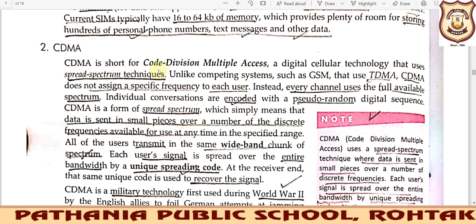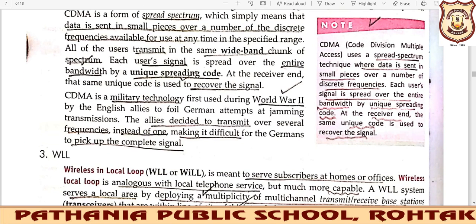Okay, so CDMA is code division multiple access. In CDMA, there is a set of frequencies available for the user through which their data is to be transmitted. Discrete frequencies are available, and the data traveling through these frequencies is spread along the entire bandwidth.